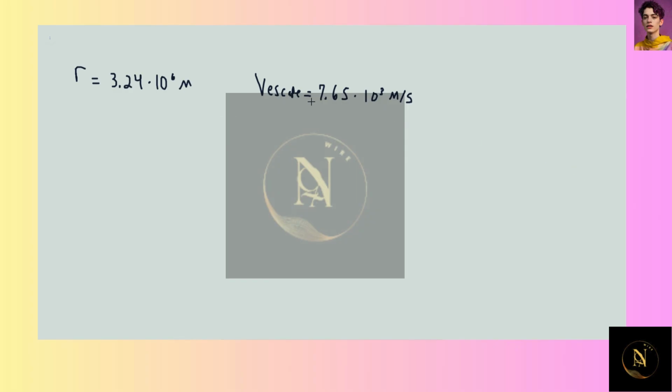So we have a planet that has a radius of 3.24 times 10 to the 6 meters, and we know that the escape velocity on that planet is 7.65 times 10 to the third meters per second. And ultimately, we want to find what the acceleration due to gravity on that planet is.